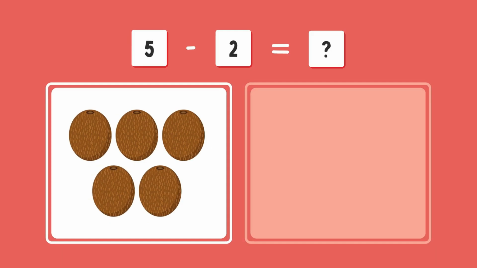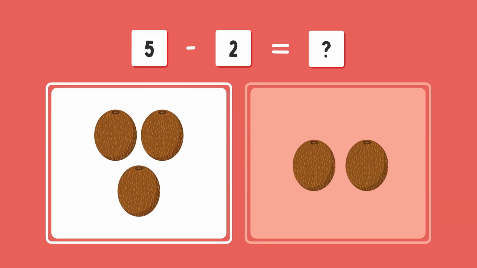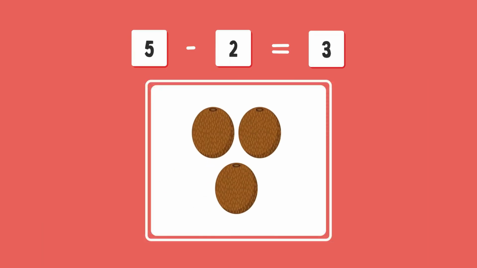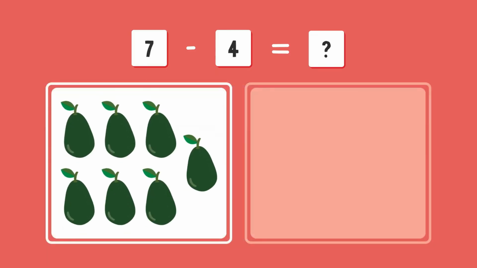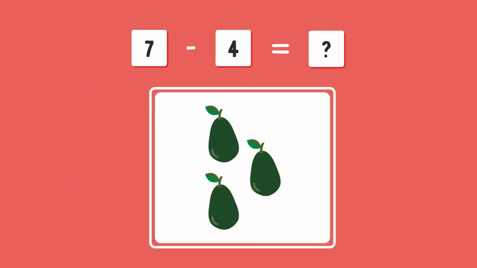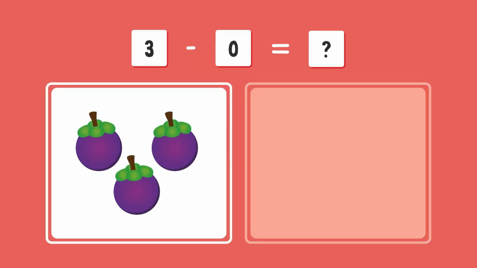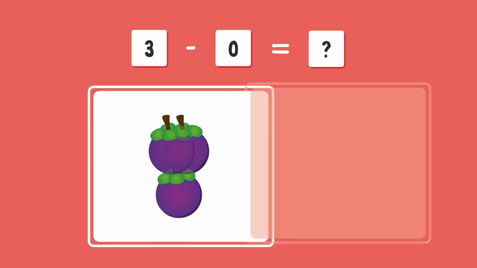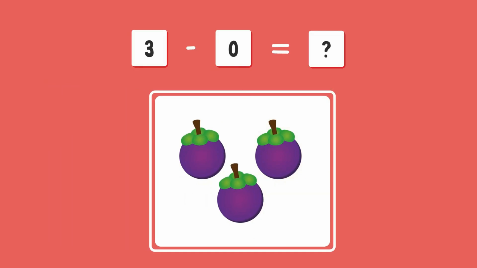What is 5 minus 2? The answer is 3. What is 7 minus 4? 3, 2, 1. The answer is 3. Yes. What is 3 minus 0? The answer is 3. Nothing's been taken away.